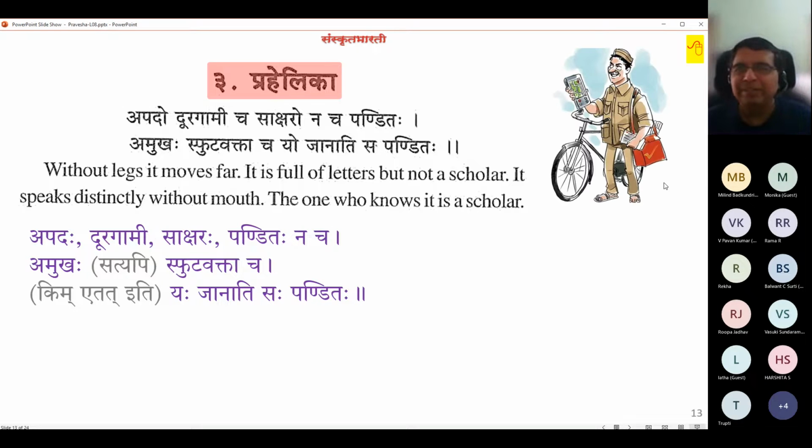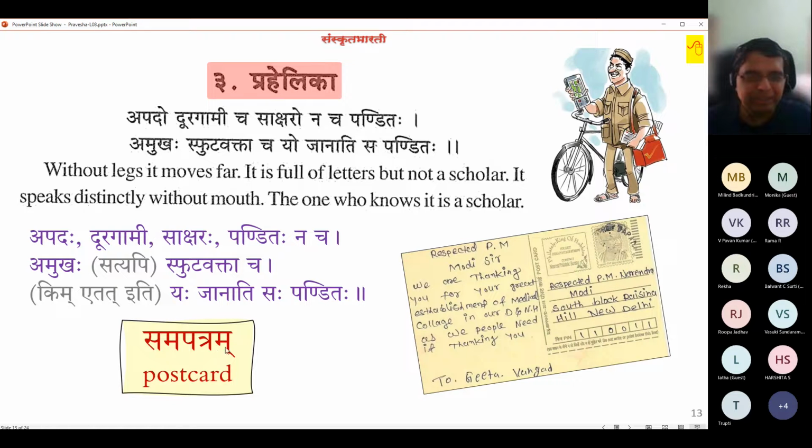So the answer is this postman's letter. Today, see, he has even got an iPad. So Samapatram, postcard.